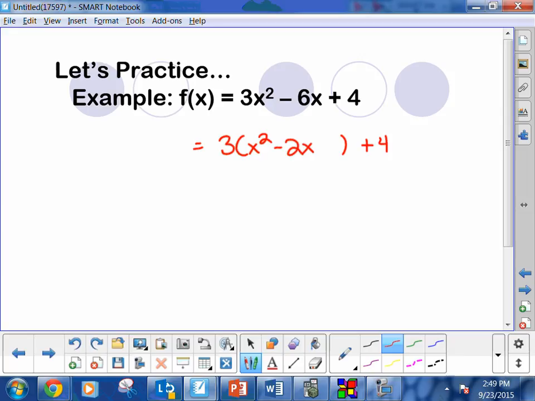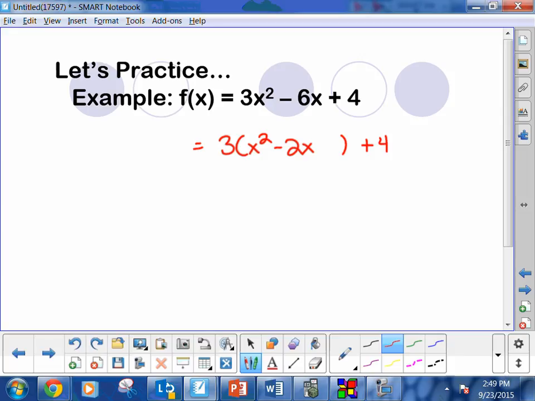And I leave a void. A void is basically the space. I leave a void because there is a number that will go in there that will allow me to complete the square. That's the whole idea. And that's actually what makes my vertex form, that void.